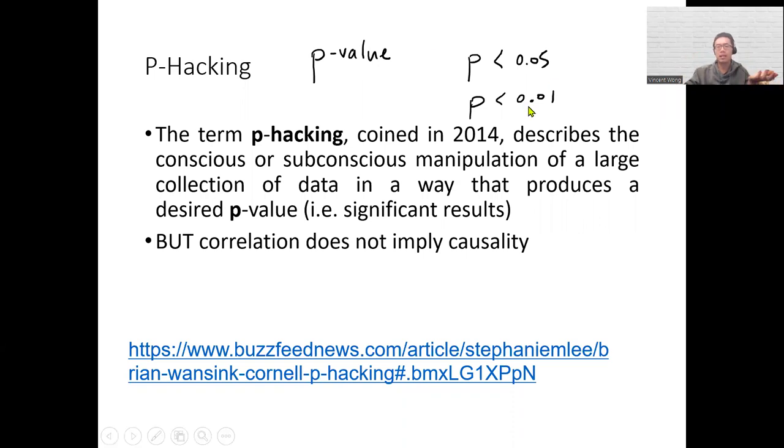What about p equals 0.01? What does that mean, based on what I explained to you? Can someone tell me what this would mean? How sure are you? 99%. 100% sure? Okay. 99%. Yeah, 99%, because this is 1% basically. So you're 99% sure that your results are accurate. So 99% is pretty accurate compared to 95.